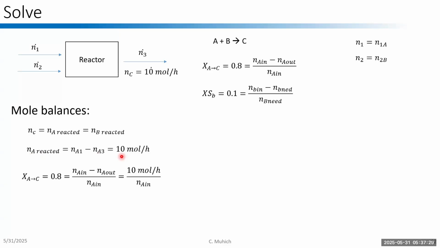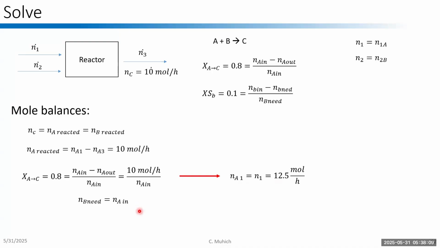Excellent. We also know additional information about A, right? So this reaction extent or conversion extent is 0.8. So that's A in minus A out over A in. Well, A in minus A out, I know what that is, right? That's 10 moles. So 0.8 equals 10 moles per hour over A in. Rearranging this, I know that A in, N_A1 or N1, is 12 and a half moles per hour.